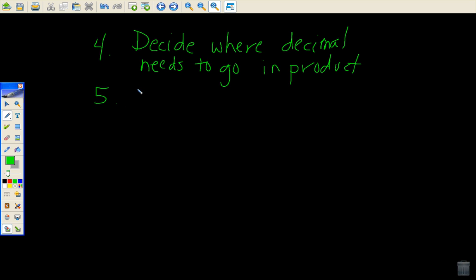So step 5 will say count. You're going to count the number of digits behind the decimal place in the two factors, and then that will be the same number of digits that will be behind the decimal place in your product.